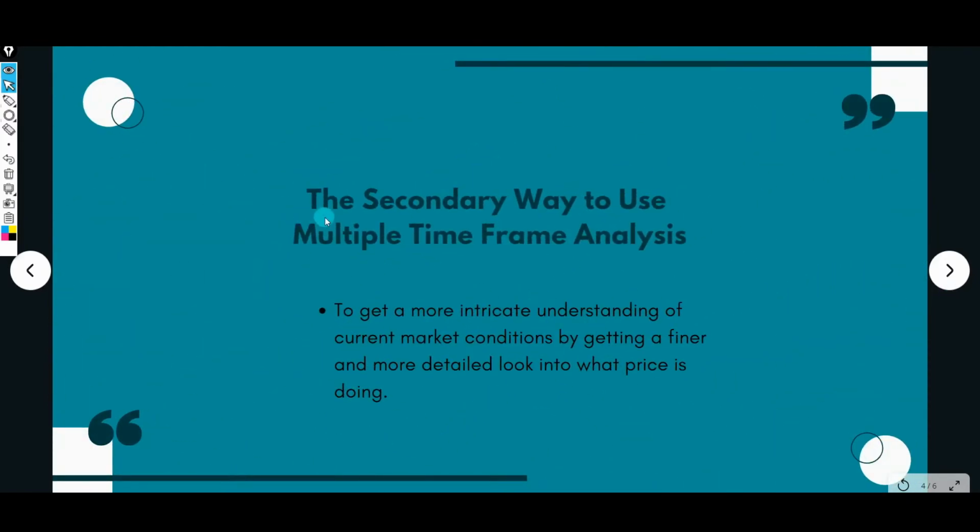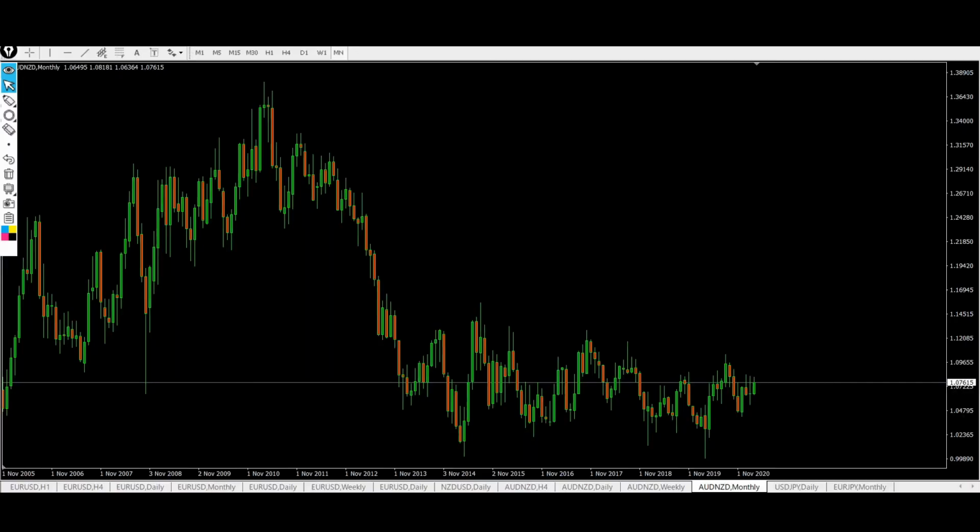The secondary way to use multiple time frame analysis is to get a more intricate understanding of current market conditions by getting a finer and more detailed look into what price is doing. All right, so let's take a look at the chart. This is a monthly chart.